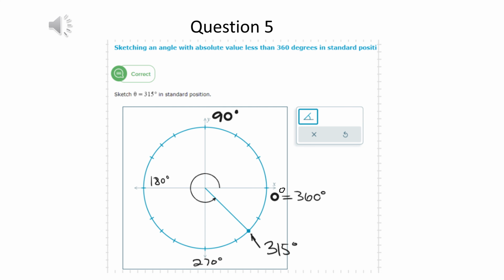It is sketching the angle given, in this case 315 degrees. 315 degrees is bigger than 270, so it's between 270 and 360. Therefore it's in the fourth quadrant, exactly in the middle of the fourth quadrant. Of course you rotate counterclockwise.